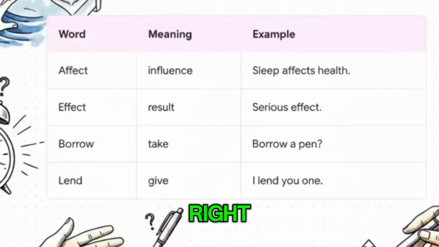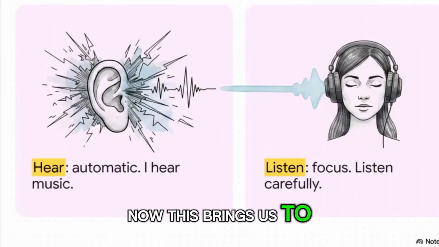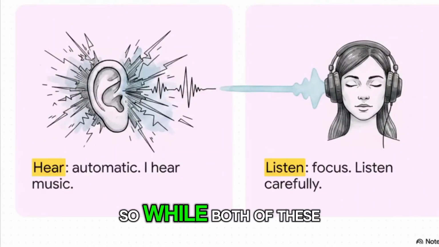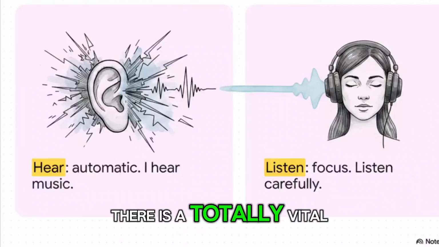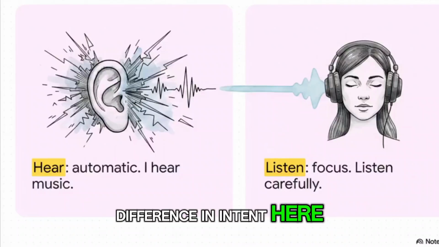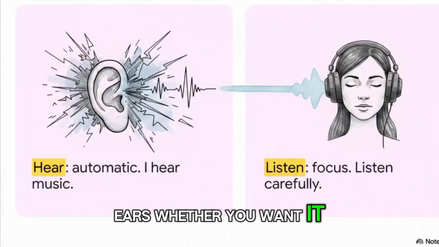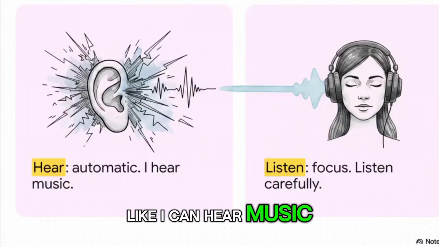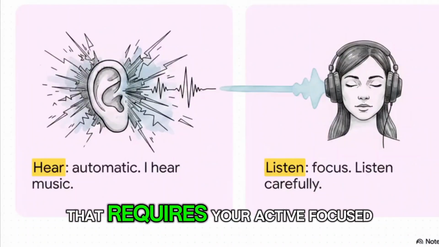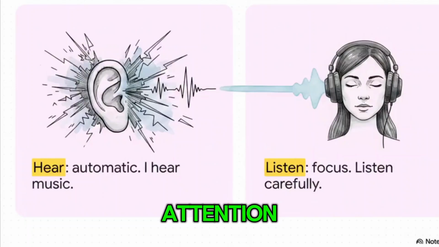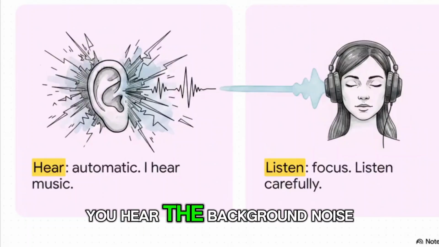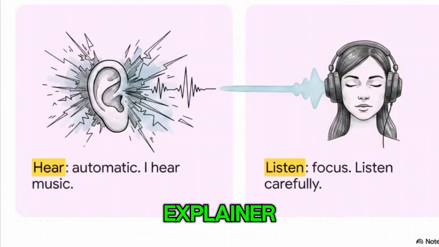Pretty straightforward, right? Now, this brings us to hear versus listen. So while both of these are actions, there is a totally vital difference in intent here. Hear is completely automatic. It just happens to your ears whether you want it to or not, right? Like, I can hear music. But listen, that requires your active, focused attention. You actively choose to do it. Listen carefully. You know, you hear the background noise, but you listen to this explainer.